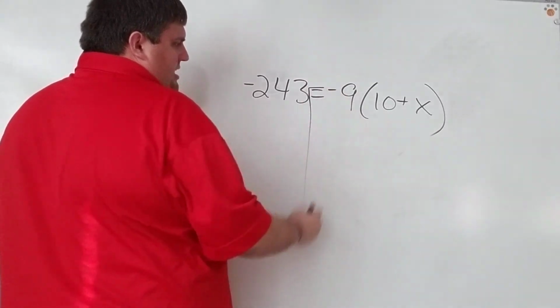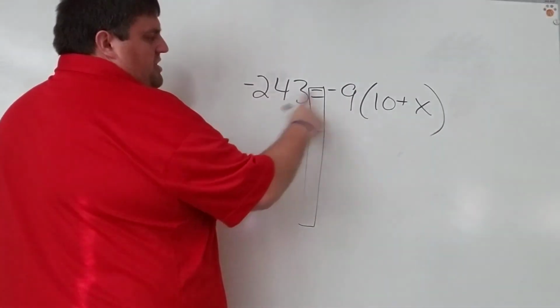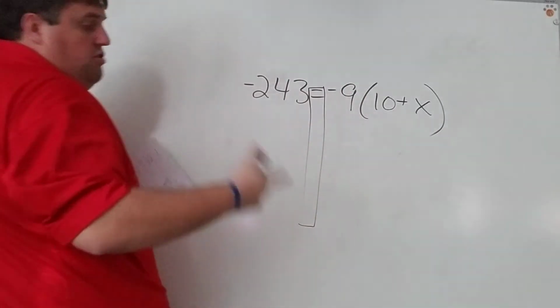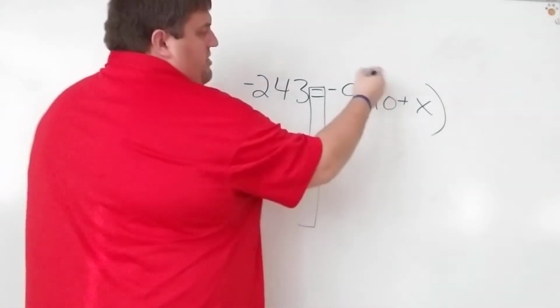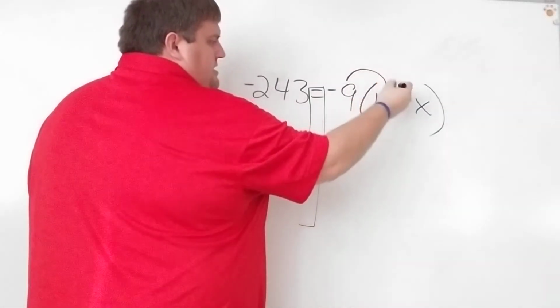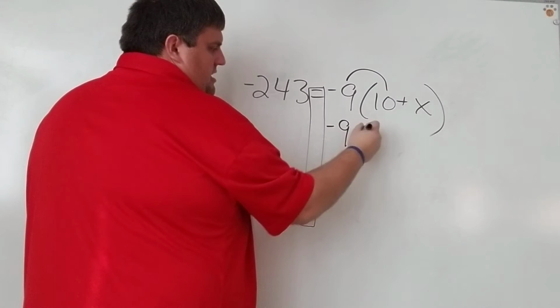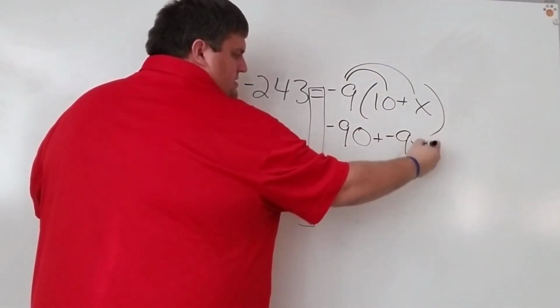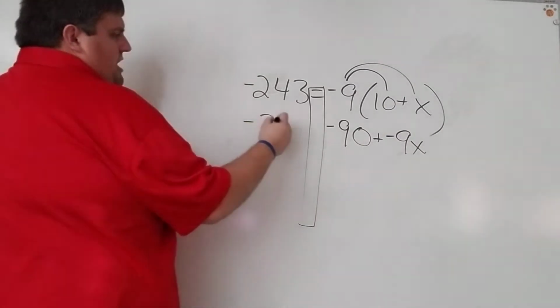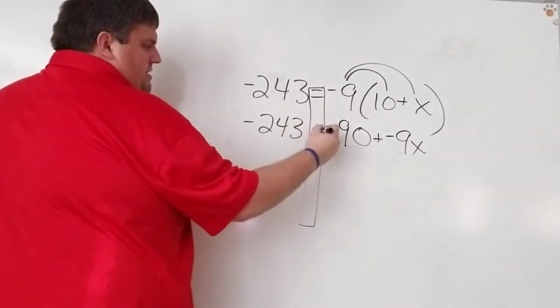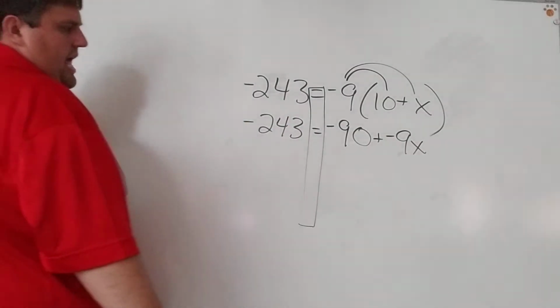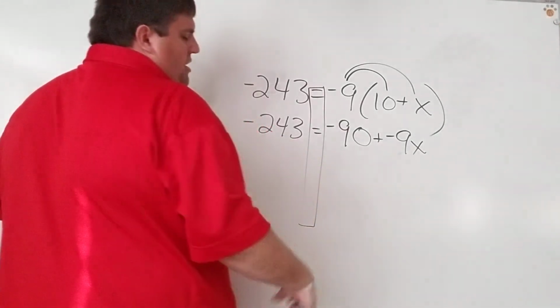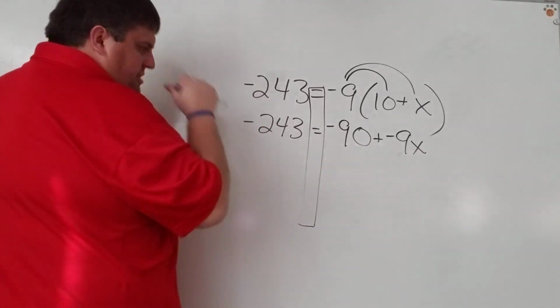All right. Again, if you wanted to switch and put this on this side, you totally can do that. I'm going to distribute. So negative 9 times 10 is negative 90. Negative 9 times x is negative 9x. And this is still negative 243. And then it's just a 2-step equation from there. We don't have any like terms over here. We have no like terms.